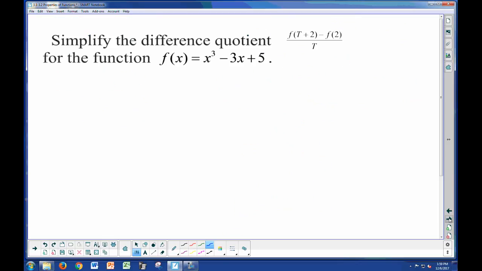Let's move on to another problem. This one is talking about a difference quotient of a different sort. It looks a lot like the difference quotient that we've seen, but notice that we've got a t plus 2, so that's much different. Here's our function. Let's see what happens.